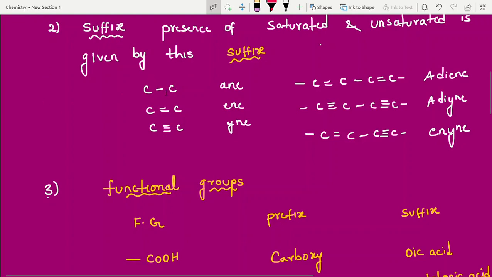Look into this. What is the suffix name we are giving? C single bond C is nothing but ane. C double bond C, ene. C triple bond C, yne. And when two double bonds are there, we call it diene.